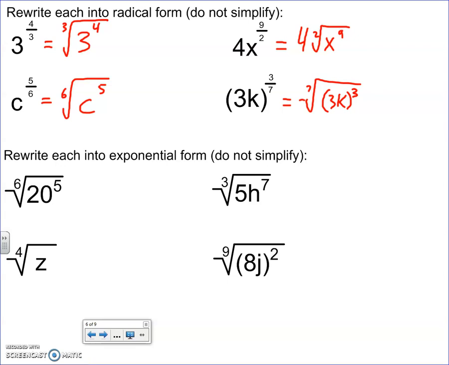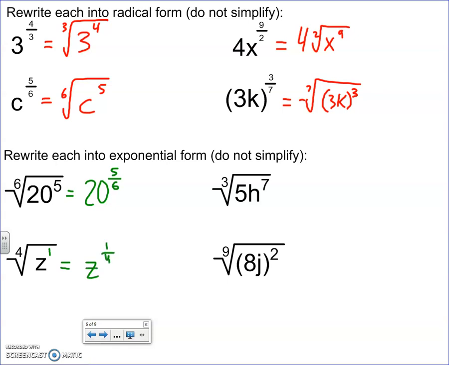Alright, bottom's the reverse. Rewrite each of these. So remember, the inside was the numerator, the index, and the outside is the denominator. That's it there. This one, be careful, there's an invisible 1. So numerator is 1, denominator is 4.